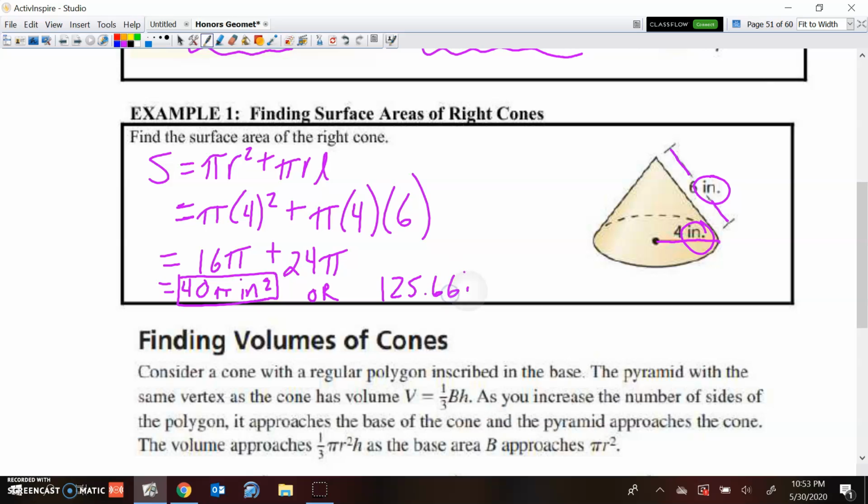And label that inches squared. And that's rounding it to the nearest hundredth. So depending on what the directions are asking you and whatever scenario you might be doing, just pay attention to that. Okay? All right, that's all we're going to do with surface area here.